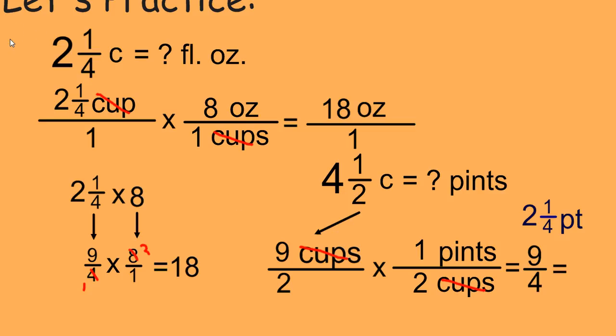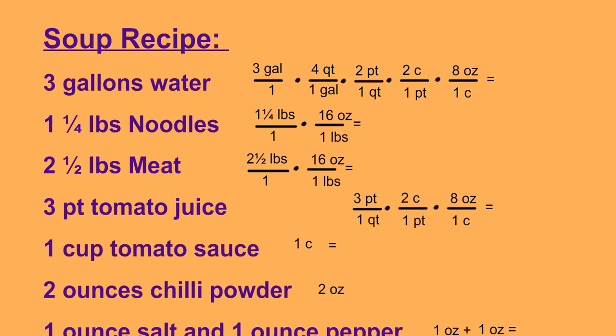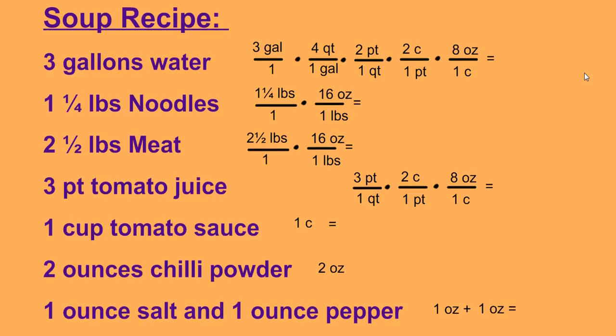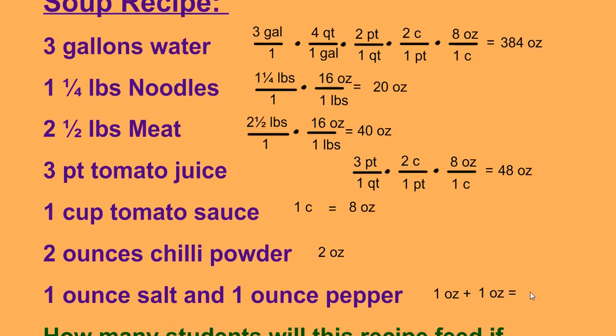Now, go back to that problem you wrote down in the beginning, the soup problem. How many people could that recipe feed? Let's check it out. Here are your conversion factors. 3 gallons is actually 384 ounces. 1 1/4 pounds of noodles is actually 20 ounces. 2 1/4 pounds of meat is 40 ounces. 3 pints equals 48 ounces. 1 cup is equal to 8 ounces. 2 ounces of chili, that's already in ounces.